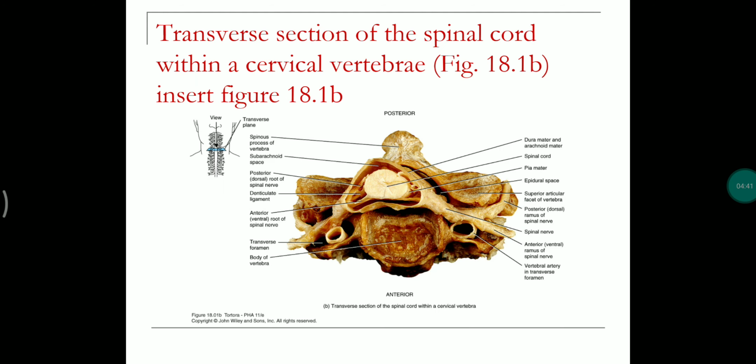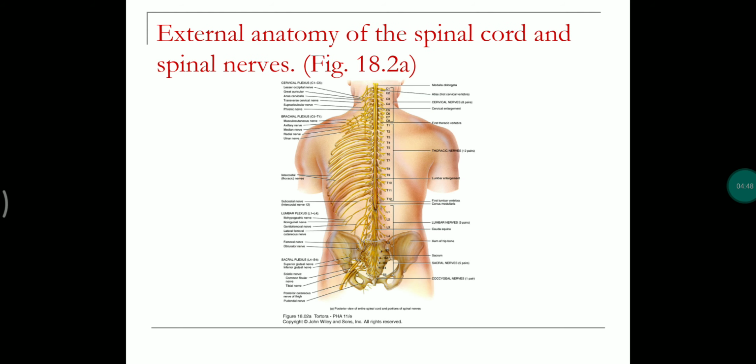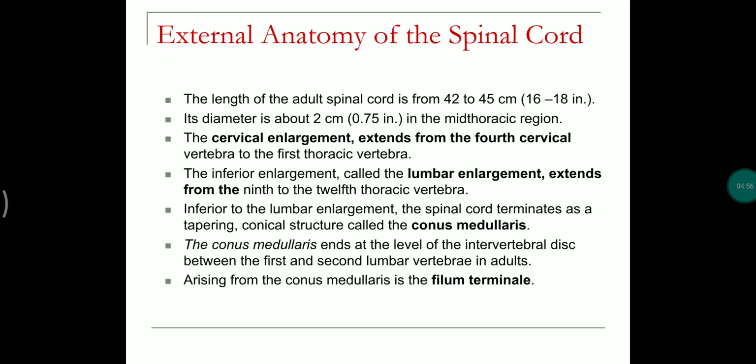Here you can see the three layers of the meninges of the spinal cord. So here is the spinal cord and the spinal nerves that come out of it. Coming to the anatomy in detail, we have two sections: external anatomy and internal anatomy. External anatomy helps us find the location of spinal nerves and how they are arranged, whereas internal anatomy shows us how the nerves are arranged or grouped inside the spinal cord.